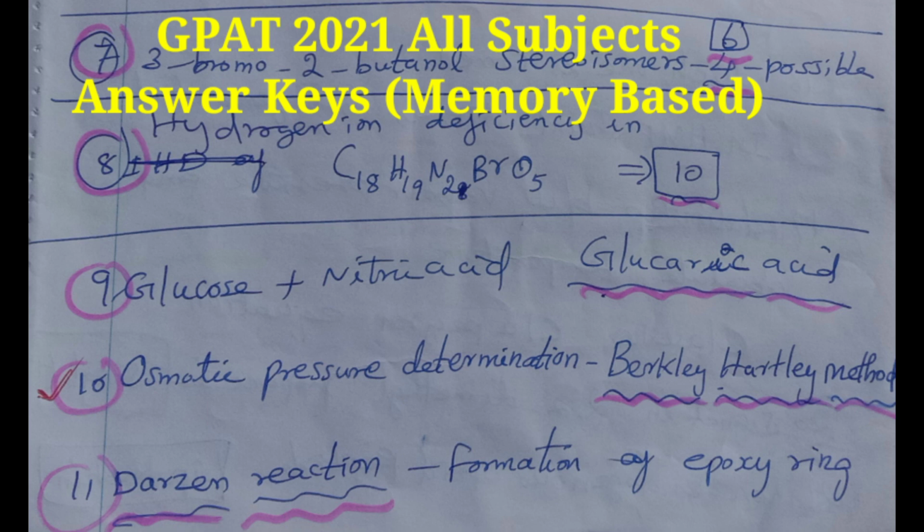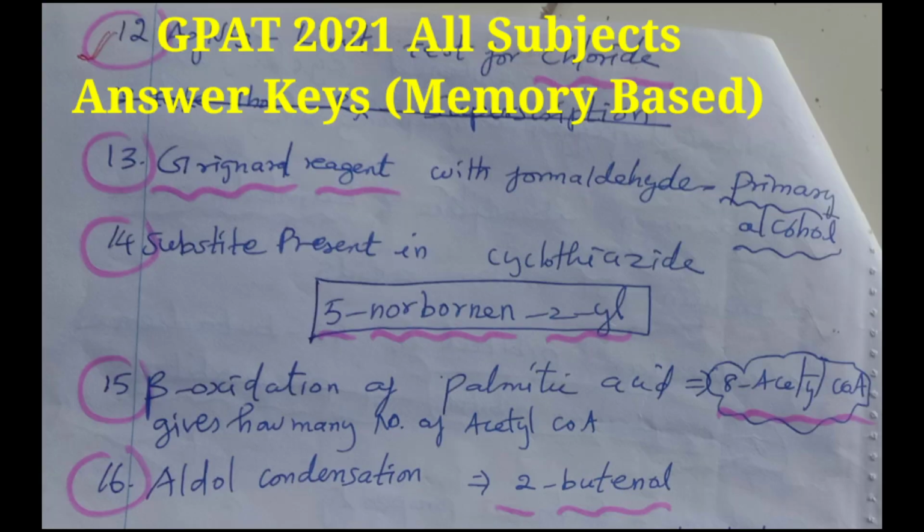Then hydrogen ion deficiency in C18H19N2PrO5, that is 10. Then glucose plus nitric acid gives glucaric acid. Then osmotic pressure is determined by Berkeley-Hartley method. Next, Darzens reaction, formation of epoxy ring. The next question, silver nitrate, that is used in the limit test for chloride. Next, Grignard reagent with formaldehyde gives primary alcohol.